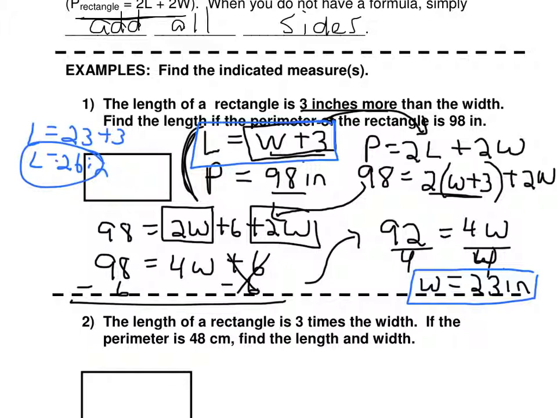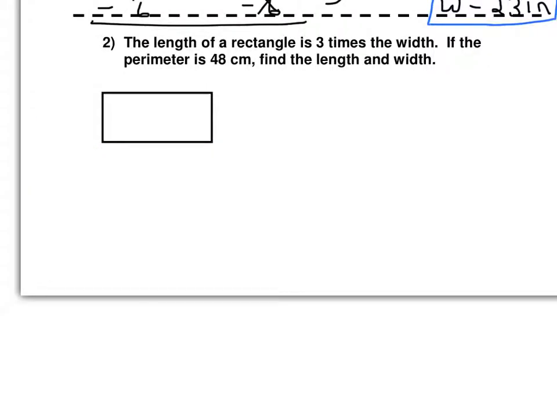So let's try one more. So you have the length of a rectangle is 3 times the width. So length equals 3 times the width, or 3W. And then it gives you the perimeter is 48. So perimeter is equal to 48 centimeters. So it says find the length and the width. Length and the width. So we have to find both this time.